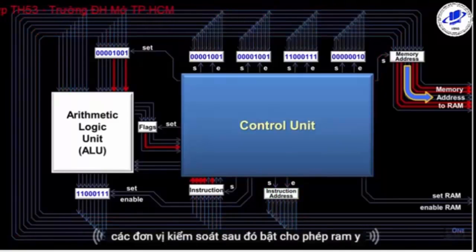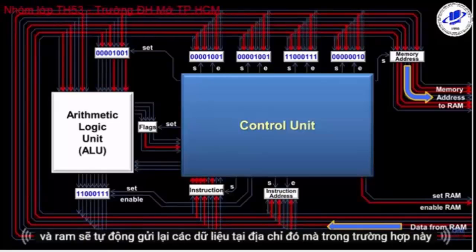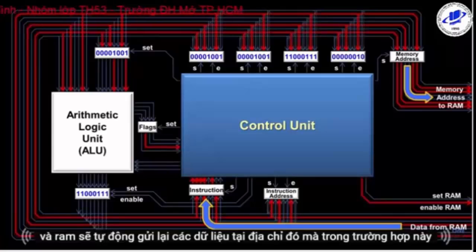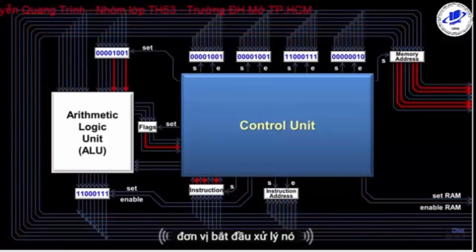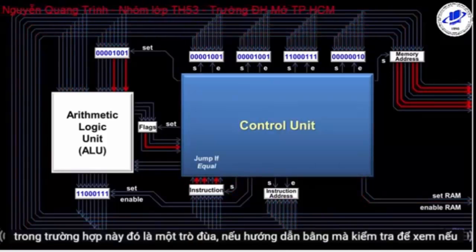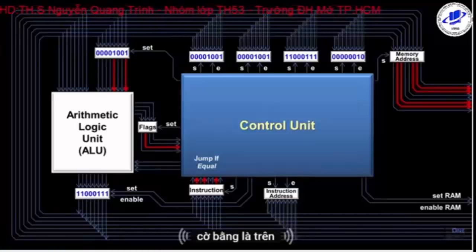The control unit then turns on the enable RAM wire, and RAM automatically sends back the data at that address, which in this case is an instruction. That instruction is then saved in the instruction register, and the control unit begins processing it. In this case, it's a jump if equal instruction, which checks to see if the equal flag is on.